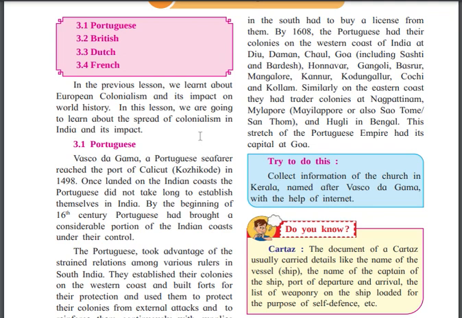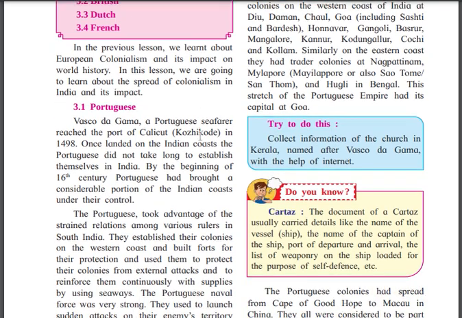Okay, Goa. Everyone knows Goa. People go to Goa to enjoy their parties, right? So here the cartas is a document that carried details like the name of the ship and so on. It's a license, okay, which was made by the Portuguese.